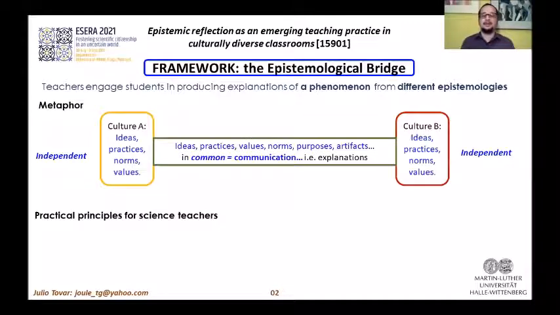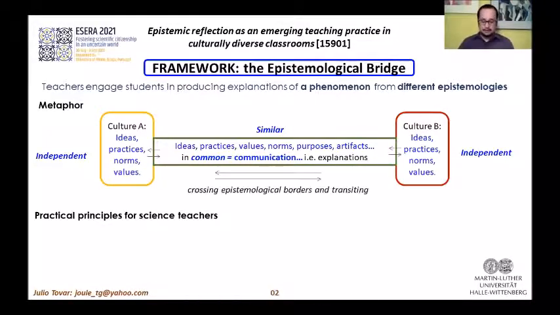And here we have the walkway which communicates or links the two different cultures and epistemologies. It consists of ideas, practices, values, norms, purposes, artifacts, and more elements that are in common between the cultures and the epistemologies. With these common elements, communities can start communication or interchange. As an example, a common purpose could be the need to explain something from the different epistemologies. With this, we can say that the epistemologies have similar things between them.